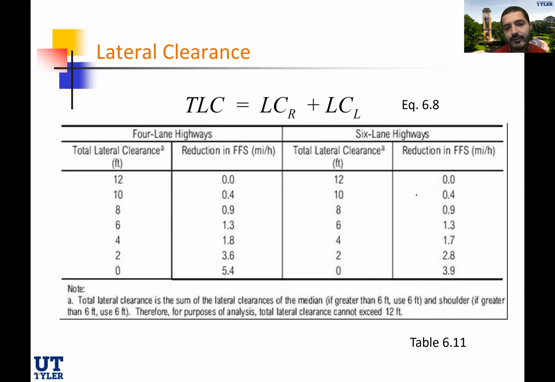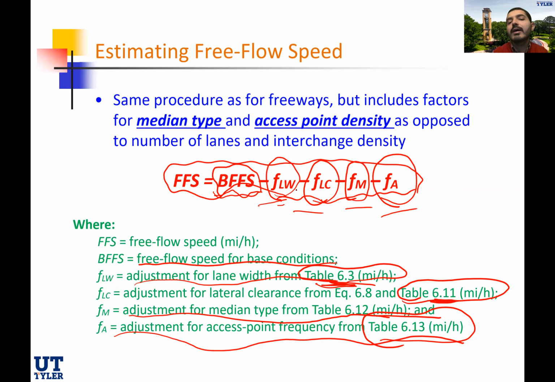So what are these factors? First one, again, FLW. As I said, this is table 6.3. This is the same as freeways. So go back to the previous lecture. How can we get the FLW? FLW is very simple, depending on the width. If the width of the lane is 12 feet or higher, the correction factor FLW is going to be equal to 0. If it's from 11 to 11.99, there is one correction for that. If it's from 11 to 10, another correction.